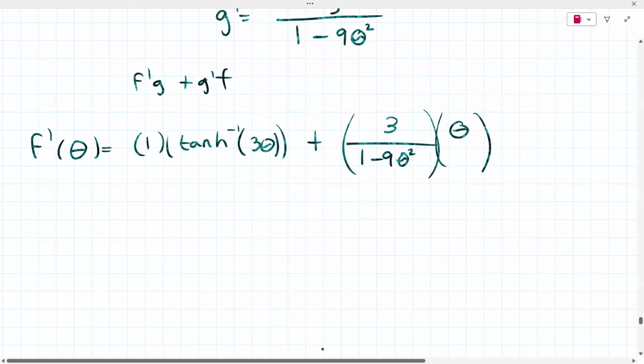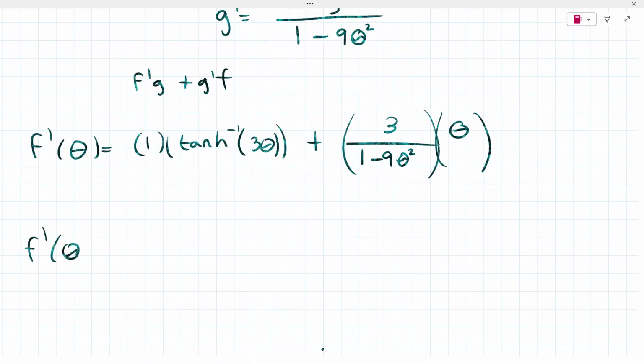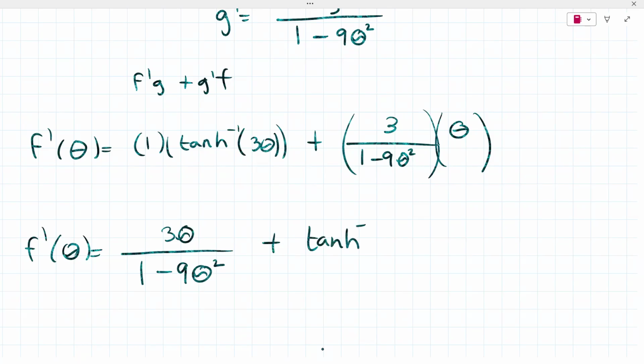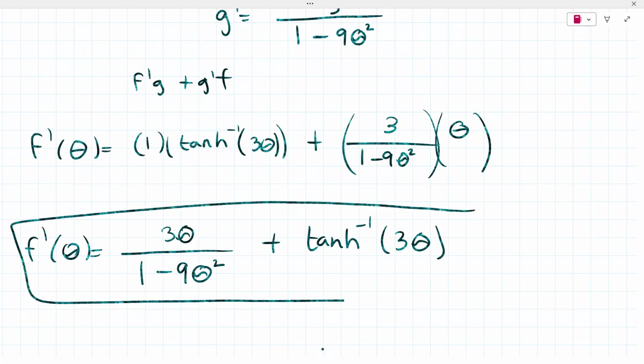So you can rearrange this if you want. You can leave it like this, or you could put this in front. It would be 3 theta over 1 minus 9 theta squared plus tan inverse of 3 theta. So that's your final answer.